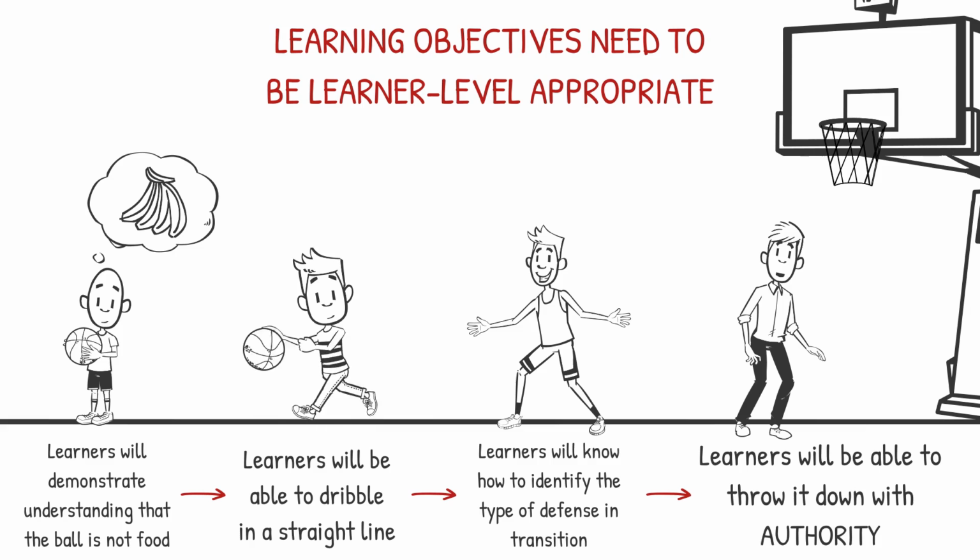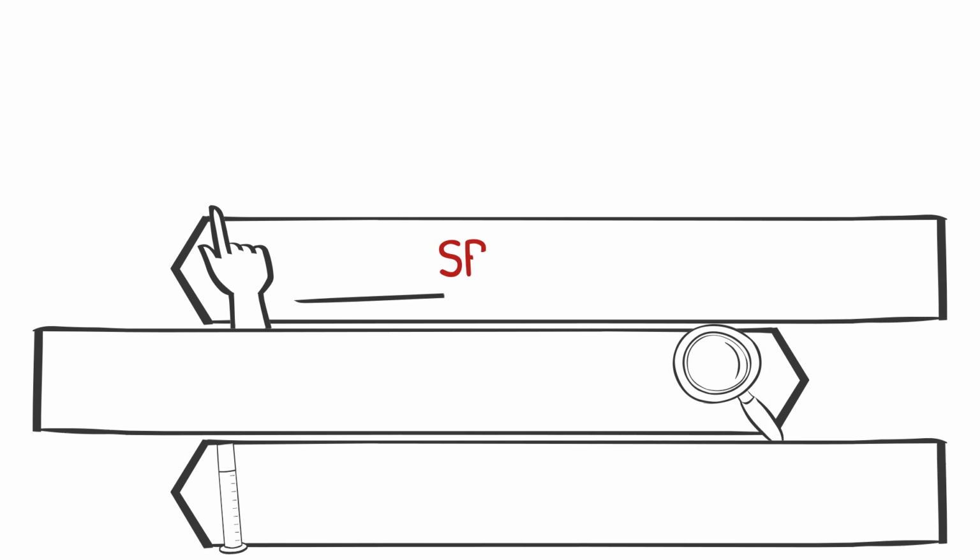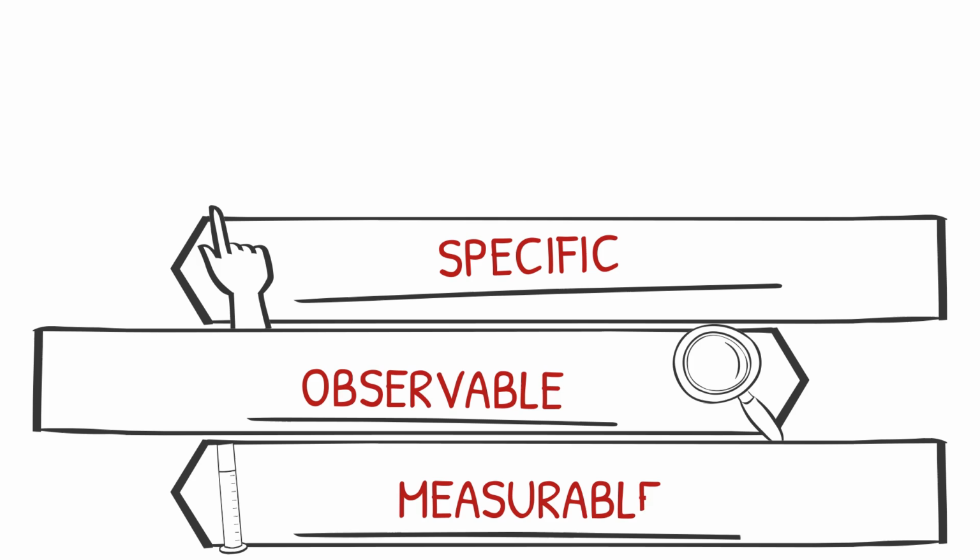Babies should not be expected to dunk over a 7-foot center, and Michael Jordan should already know how to dribble in a straight line. Learning objectives also need to be specific, observable, and measurable. You've got to be able to know it when you see it. This is an important yet underappreciated aspect of learning objectives.